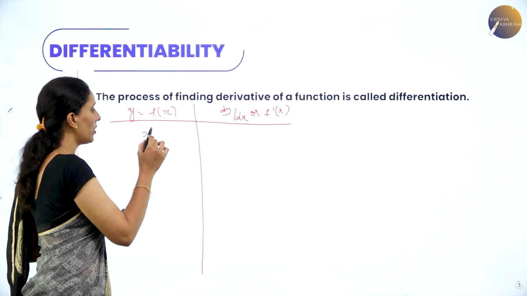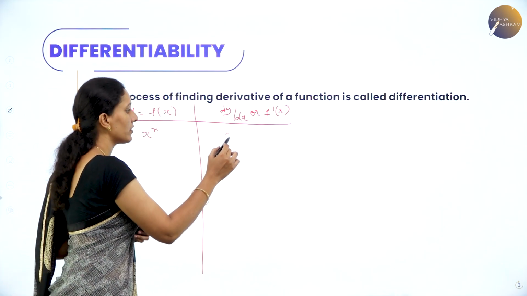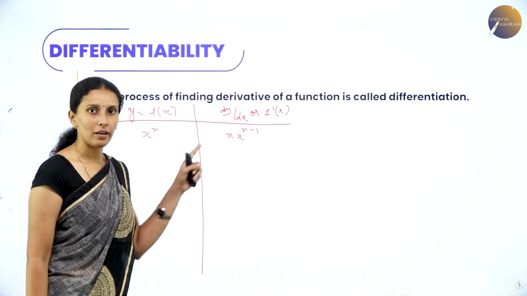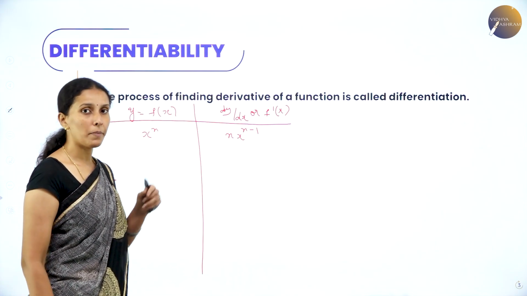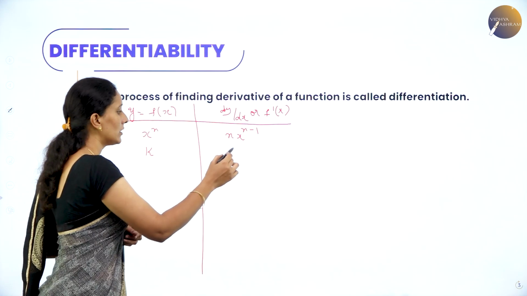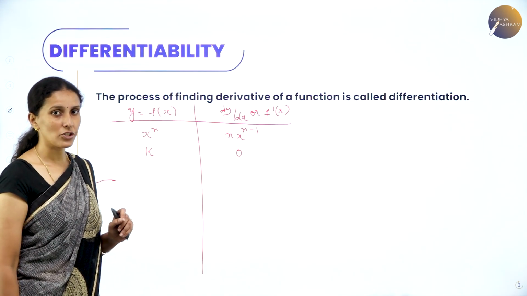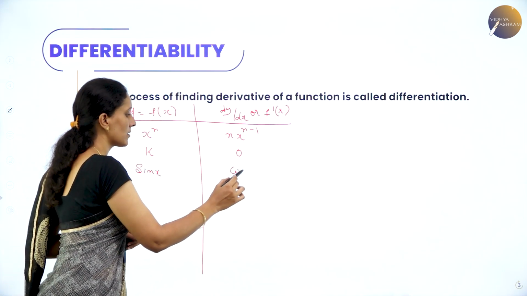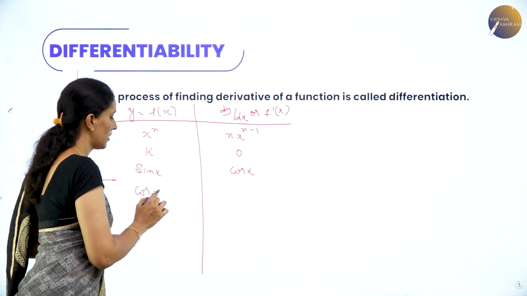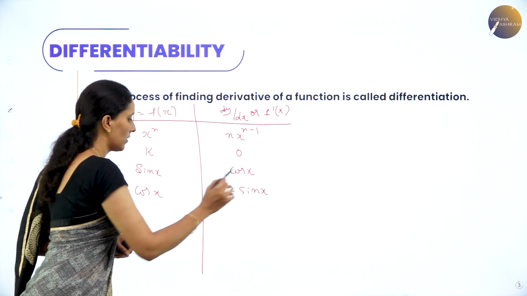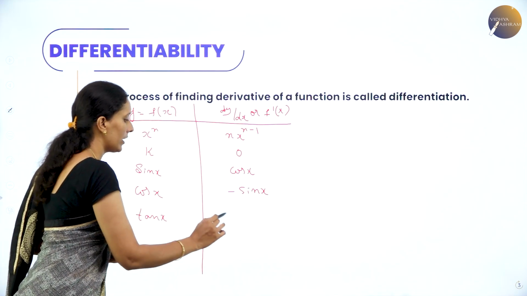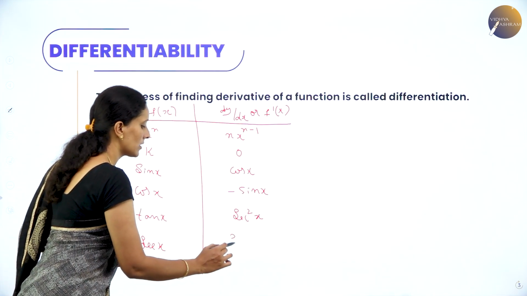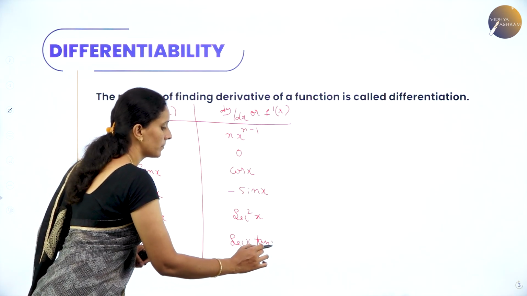We have already learned these standard results by the first principle of derivative. Any polynomial function in the form of x power n has the derivative n into x to the power n minus 1. For example, if it is x cube, it is 3x square. If it is x power 5, it is 5x to the power 4, like that. The derivative of any constant is 0. For sin x, it is cos x. For cos x, it is minus sin x. For tan x, it is secant square x. For secant x, it is secant x tan x.